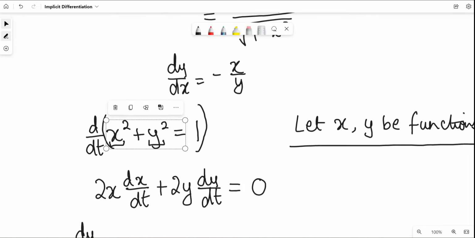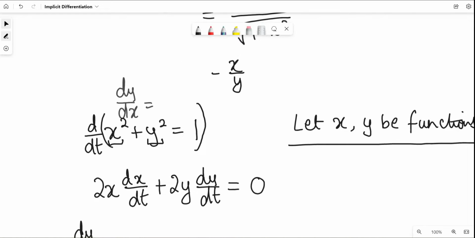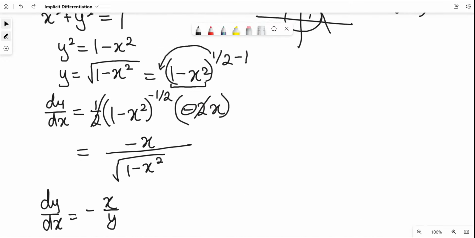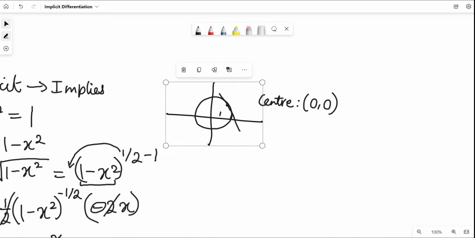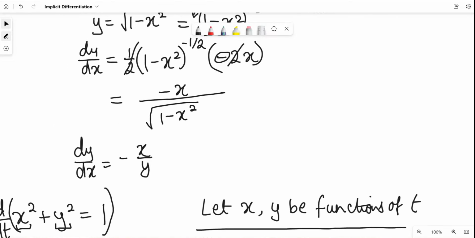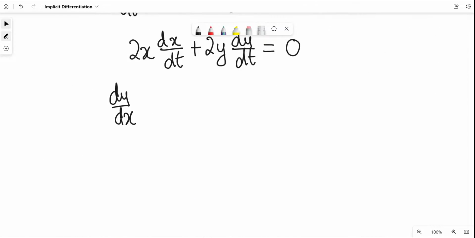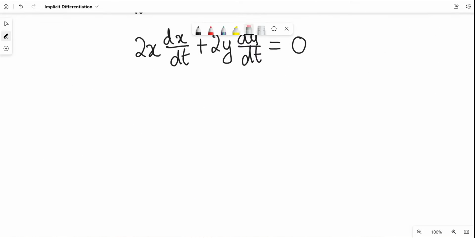x and y here. And we want the gradient of the circle, which is up here, and this has no t variable in it, so we can't have t in the final dy by dx. So how can we possibly get dy by dx from this? And it's a really cool trick.